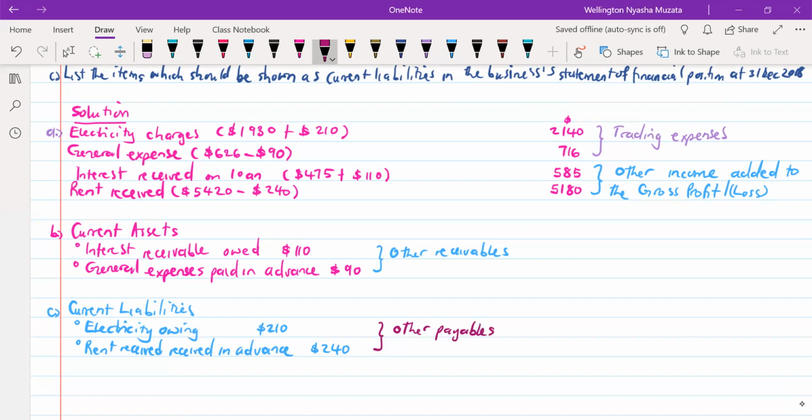So this is how we're supposed to apply the accruals matching concept, although the questions may be slightly varied from what we have, it's pretty much how we apply the particular concept.